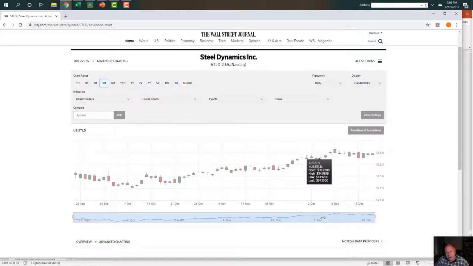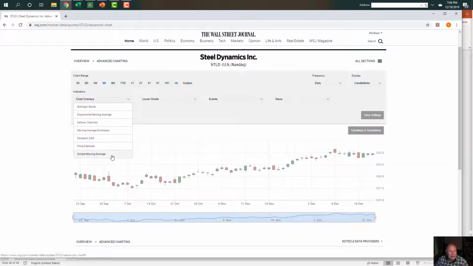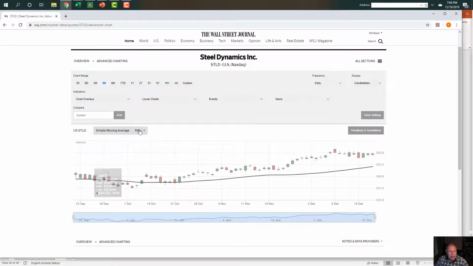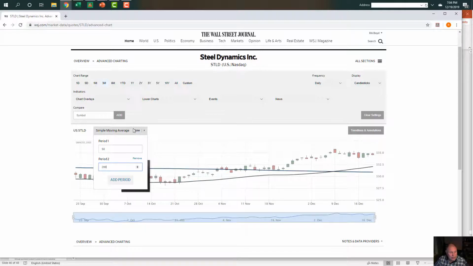A candlestick tells us if it's green, it closed up for the day, and red, it closed down for the day. So these are called candlesticks, and we can see the movement within the day. The next thing we'd like to add is some events. So what we want to add is some simple moving averages. The first one that comes up is 50-day. I'm going to add in 200-day, and I'm going to close.